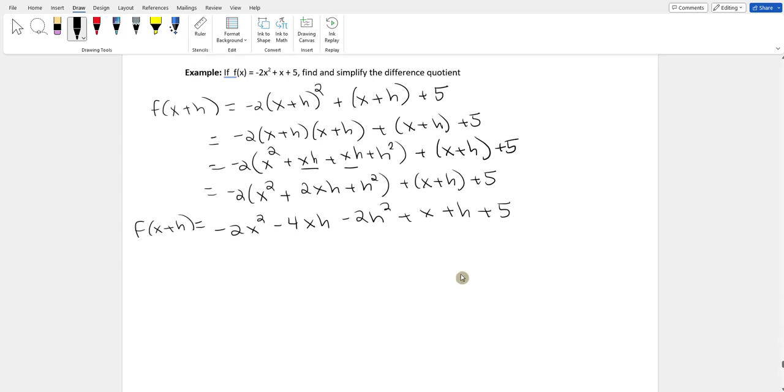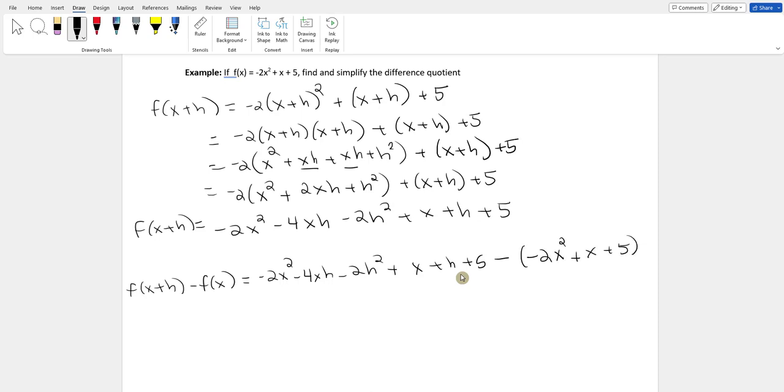The next step is to take f of x plus h and subtract off our original function. So I'm going to take this long answer that we just got, and I'm going to subtract off our original function. So I'm going to put minus, negative 2x squared plus x plus 5. What happens is we just have to change all of the signs in the second expression. So I'm just going to bring this down and change all the signs here. So I get plus 2x squared minus x minus 5.